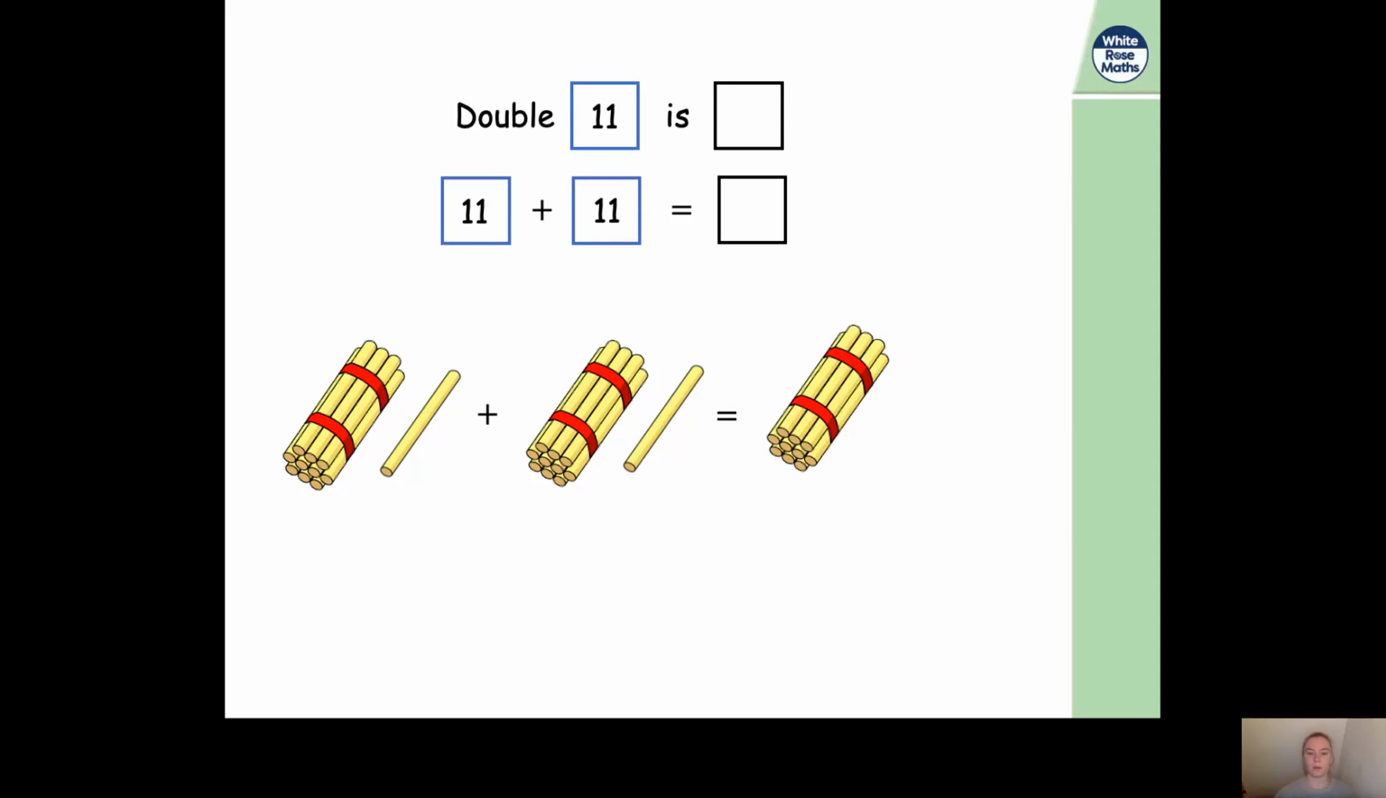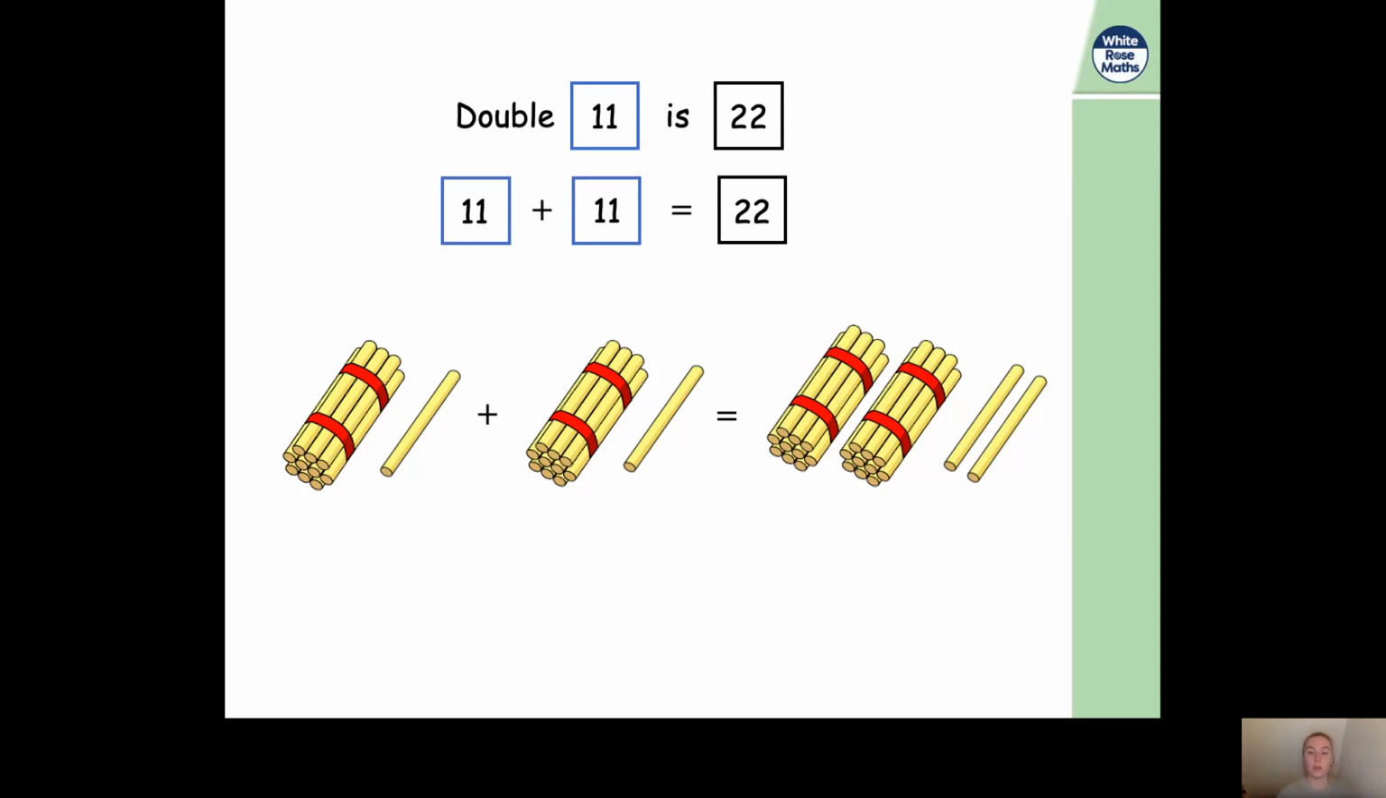Okay, so there we go. Now what's 10 plus 10? Yes, that's right, it's 20, isn't it? So we have 20 straws, but we can't forget about the individual straws, the ones on their own. So let's add those as well. So therefore we've got 20, and then we need to add a 2, which gives us 22. So 11 plus 11 is 22, and double 11 is 22.